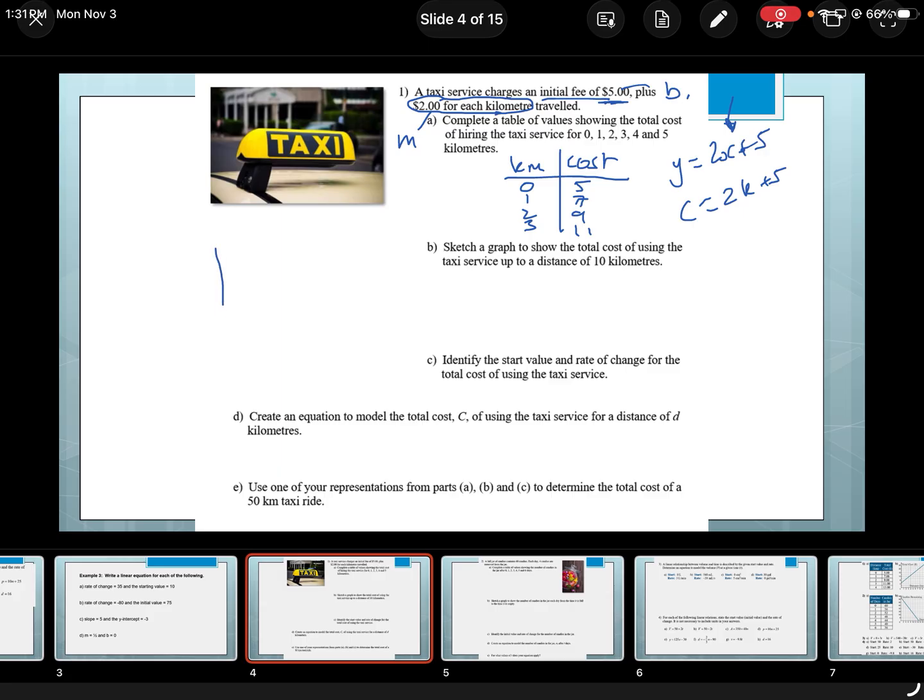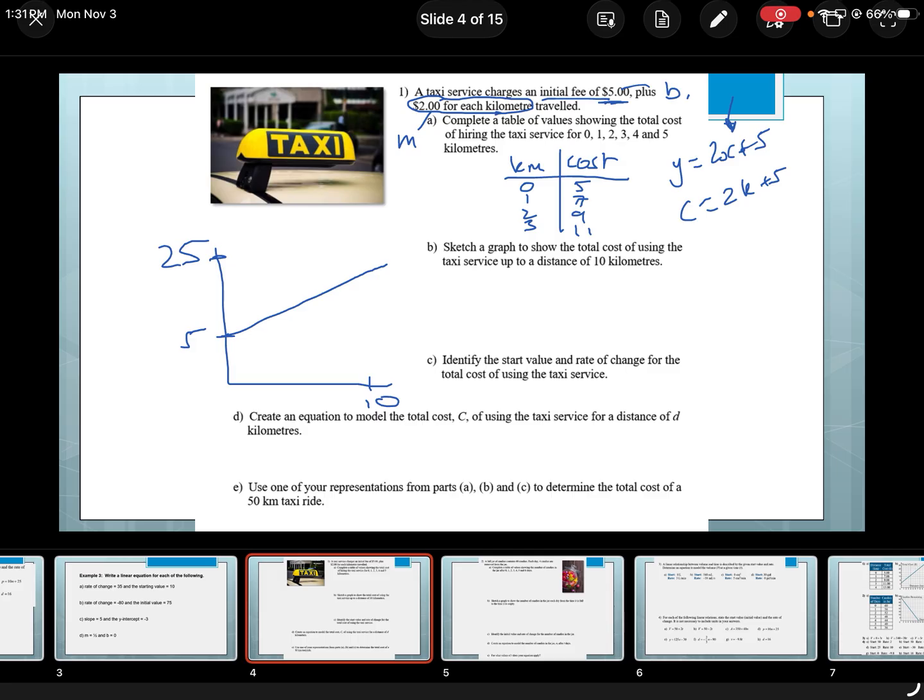So our graph is going to look something like this. It's going to start off at $5, and then at 10, it's going to be at, what did I just say, 25? So our graph's going to look something like that. Identify the start value, done that. That's 5. Rate of change is 2.